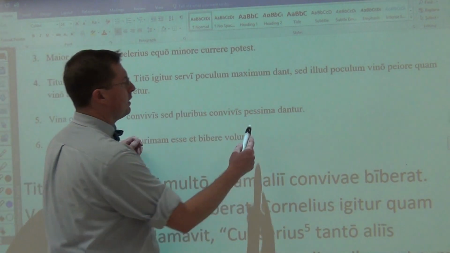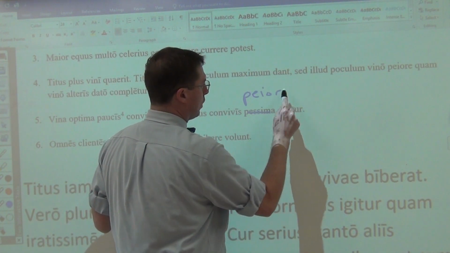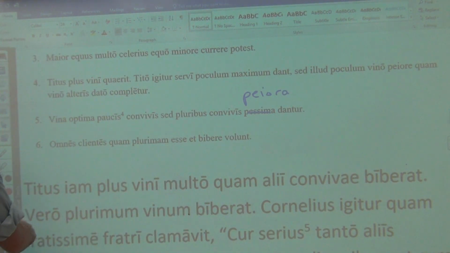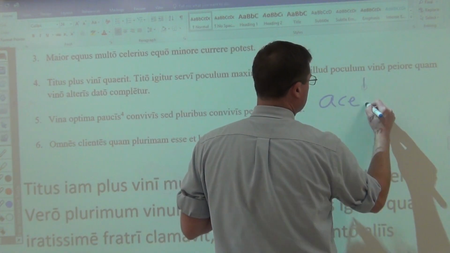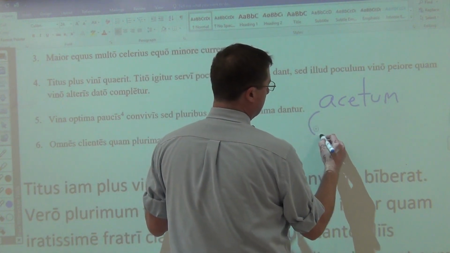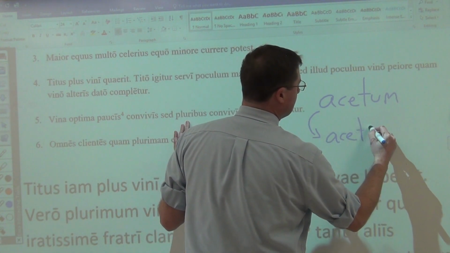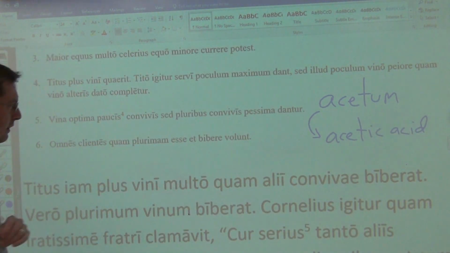It should have been, instead, pessima, probably more accurate, peiora, worse wines, because the worst wines would have most likely been to the slaves, which is a type of wine called acetum, because it is almost turned into vinegar, which of course we all know that vinegar's main component is that of acetic acid, as it were. You can talk to your chemistry teacher about that.